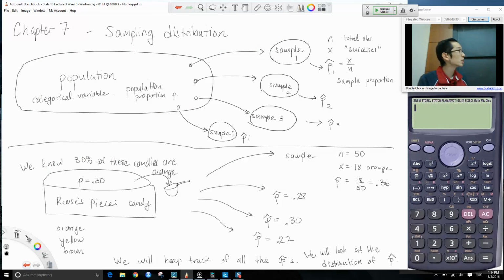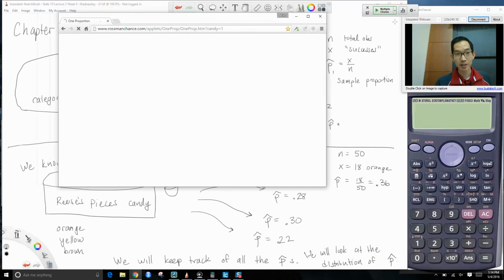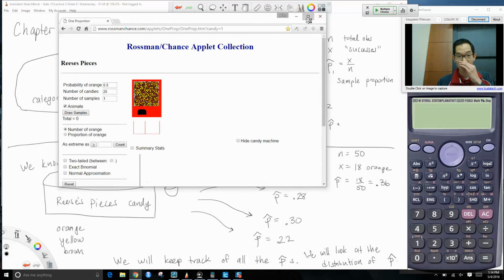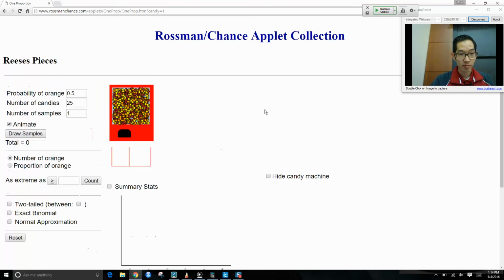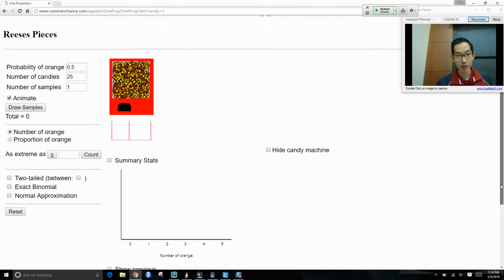Okay, so we're going to look at all of the different p hats that we observe. Is this okay with you all? All right, I hope my internet here works. Okay, so here I've got a little applet showing exactly what we've got.